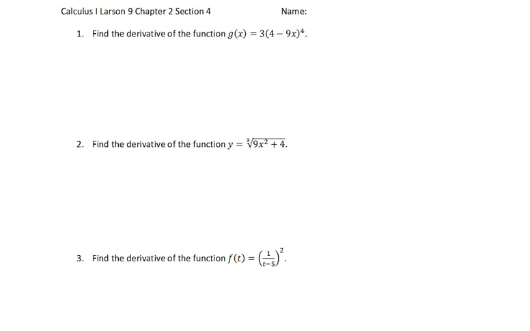In this video I want to go through the solutions to the Chapter 2 Section 4 quiz. In the first problem we have the derivative of g of x. We're looking for the derivative of g of x equals 3 times (4 minus 9x) to the fourth power.